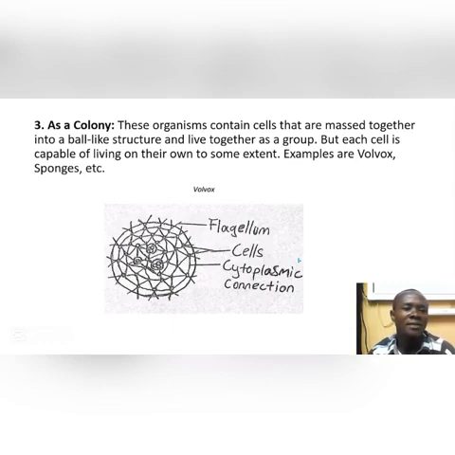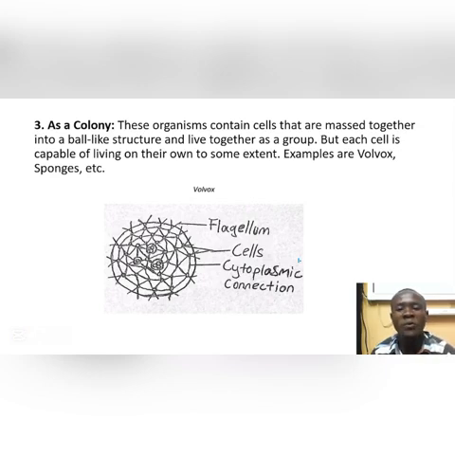The next we have is the colony. Some organisms exist in a colony form in which they come together and live together as a unit. These organisms contain cells that are massed together to form a ball-like structure. In the filament, they are joined together to form a chain-like structure, but in a colony, they are massed together to form something like a ball.